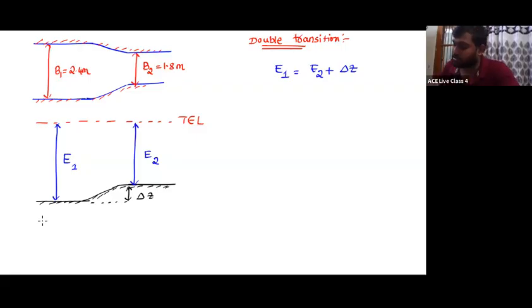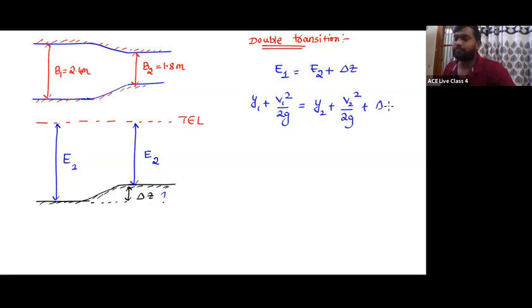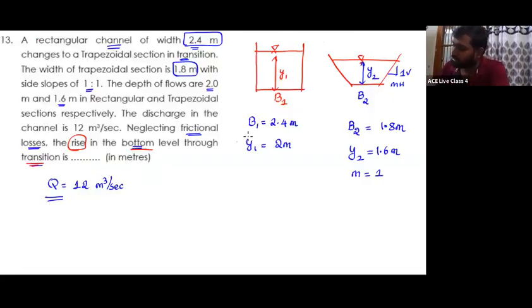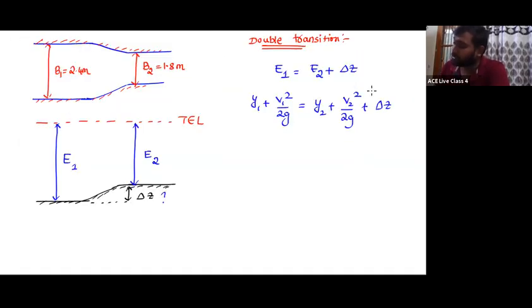Now what I require is this delta Z. If I find out E1 and E2, then I can find out delta Z. What is E1, my dear? Y1 plus V1 squared by 2g is equal to Y2 plus V2 squared by 2g plus delta Z. Now, do I have Y1? Yes. Y1 is there and Y2 is there with us. If I want to find out delta Z, I need to find out V1 and V2, right?